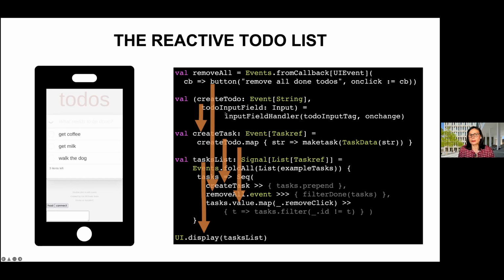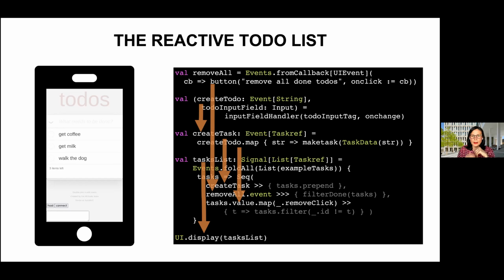And then some values are defined by combining previously defined values like, let's say, create to-do and remove all and create task are all used in the definition of a task list. The orange arrows show these kinds of relationships. And then task list is passed as a parameter to the display operation of the UI. So that's the program, and there are no callbacks in it, right? Nevertheless, every time task list changes, because let's say a new task is created or a new to-do is created, then the display will get automatically updated.